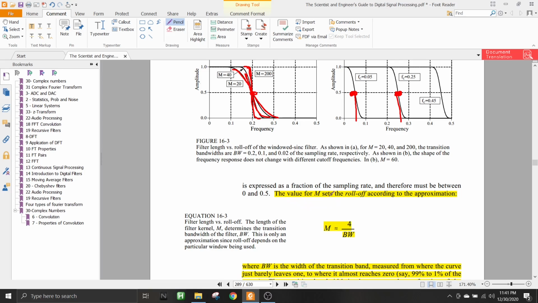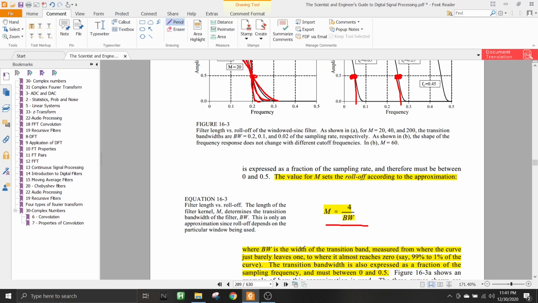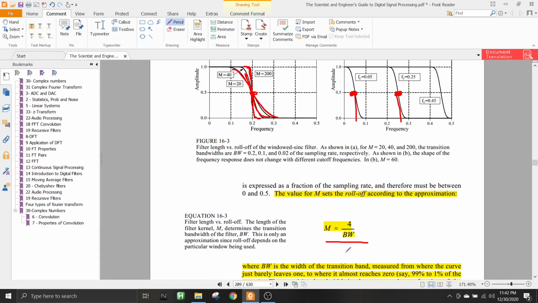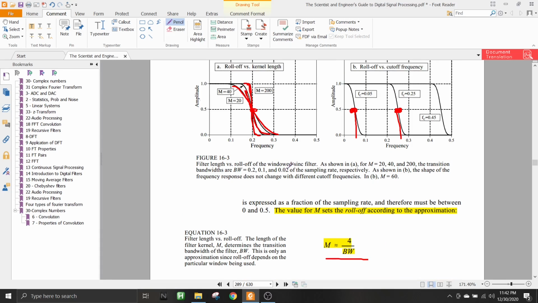The value for M sets the roll-off according to this relation: M equals 4 by BW, where BW is the width of the transition band, measured from where the curve just barely leaves 1 to where it almost reaches 0. So this is the relationship you can use to find out how much time will be taken to reach from 1 to 0. If I erase all of these things, it will become clearer.